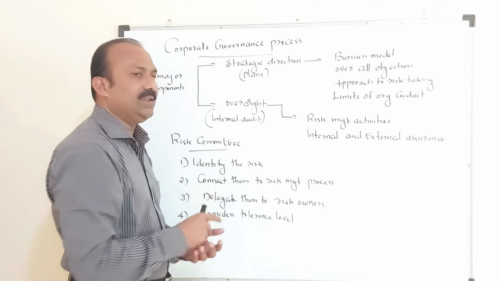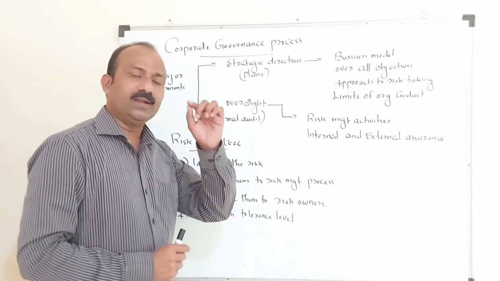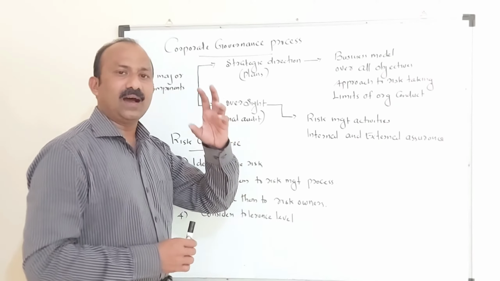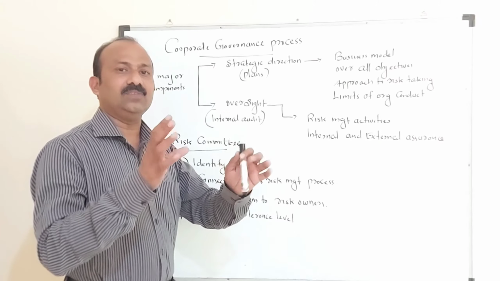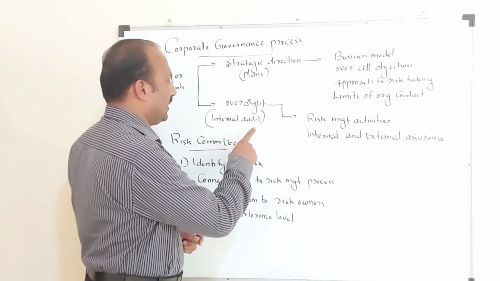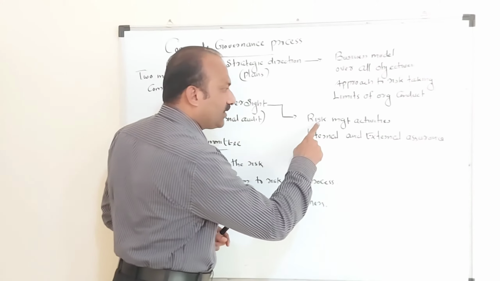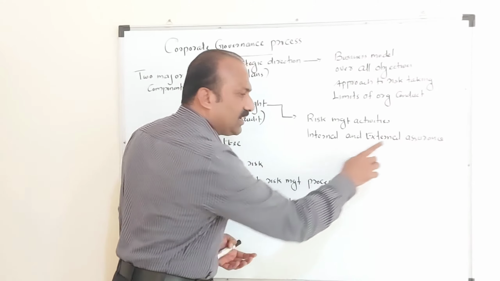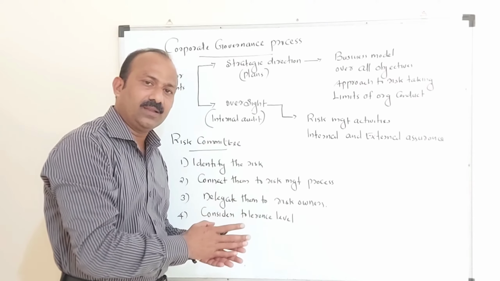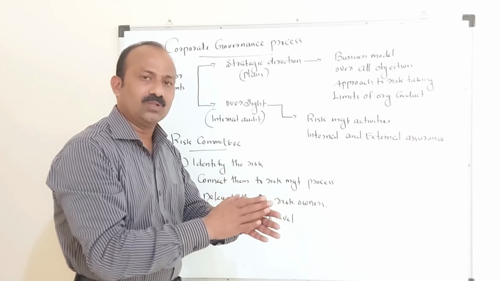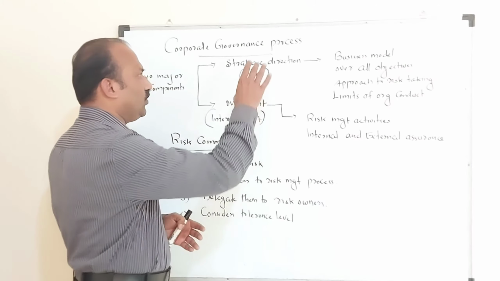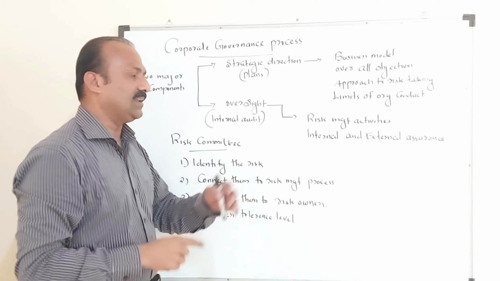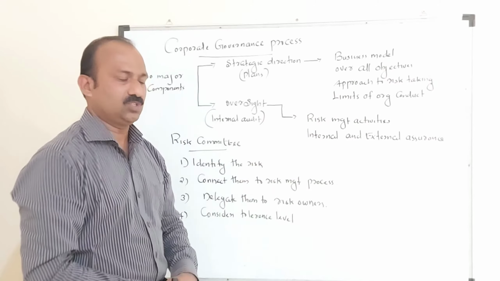It includes internal audit functions. Internal auditors are the team of people who are controlling the financial and other activities of the organization for achieving our objectives. So internal audit and oversight are risk management activities. Internal and external assurance: what activities are going on internally and externally for the success of the organization? They have to consider that. Two points are there. Strategic direction mainly includes plans. Oversight mainly includes risk and internal and external assurance of the organization.